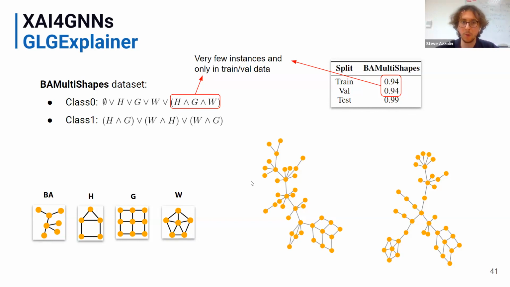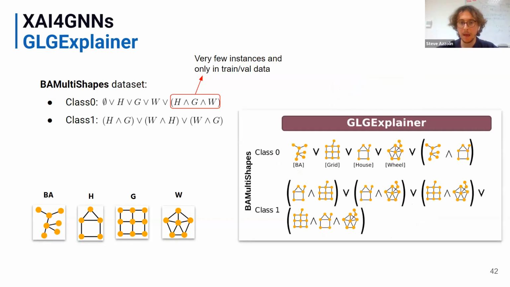At this point, we want to run and check what GLG explainer spits out, and we can see that the final formulas are pretty much aligned with the ground truth here on the left. So for class 0, we have the Barabasi only, or the presence of the grid, or the presence of the house, or the presence of the wheel, or the presence of the Barabasi and the house. And this is a bit redundant, so it's an imperfection of the final formulas.